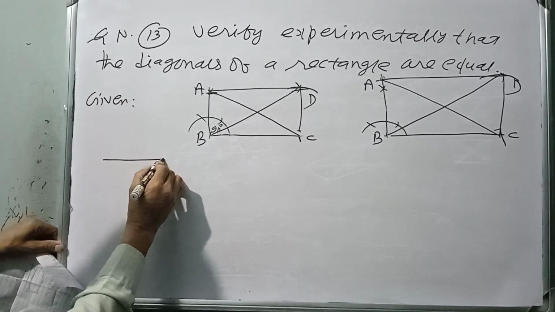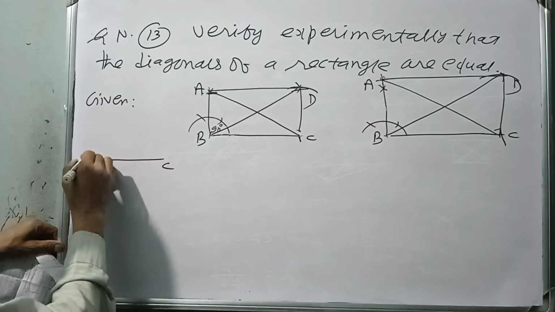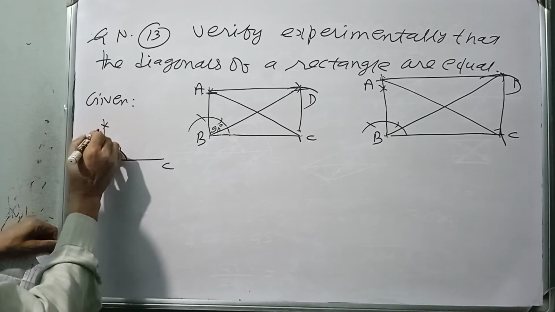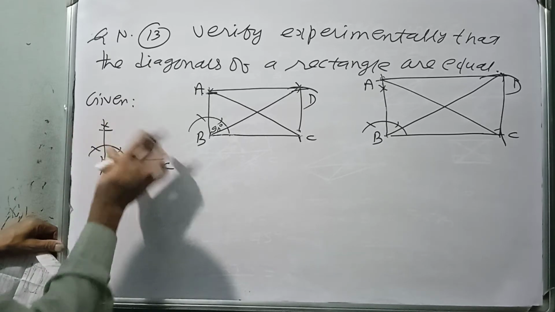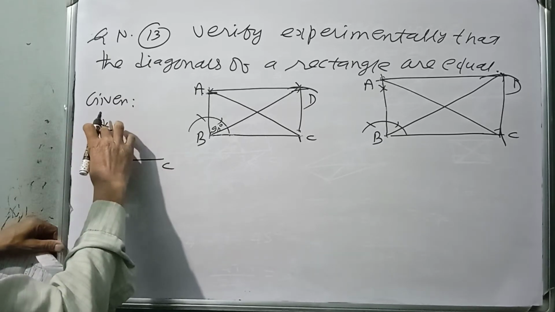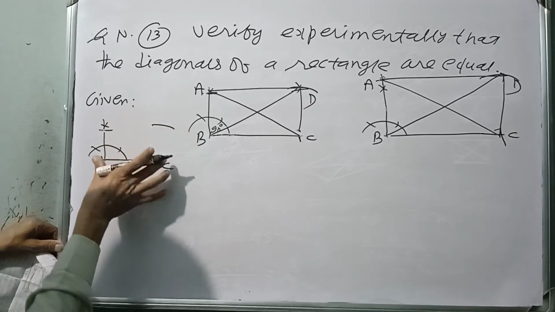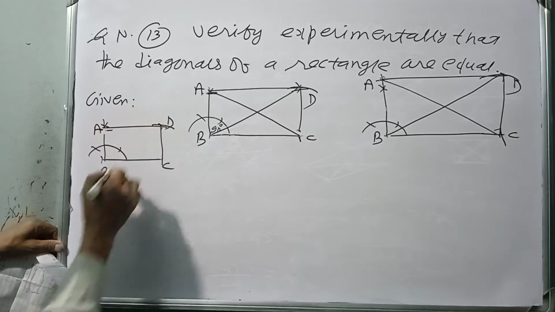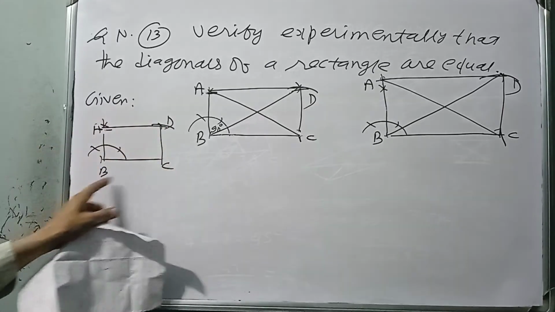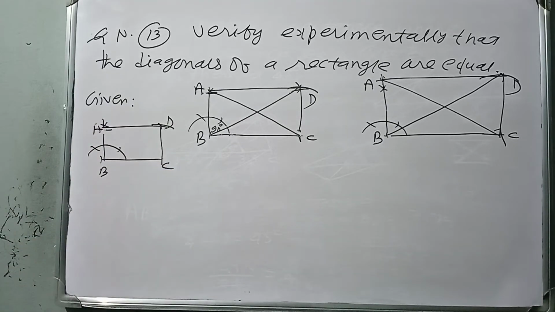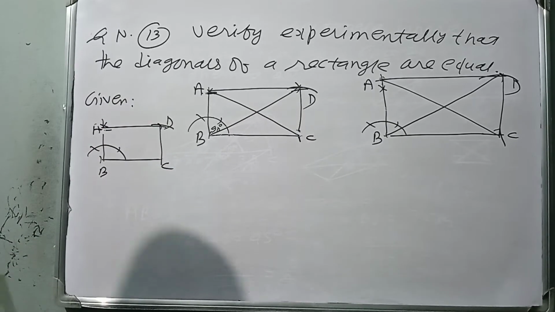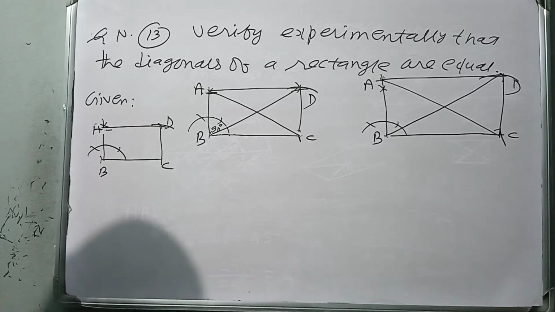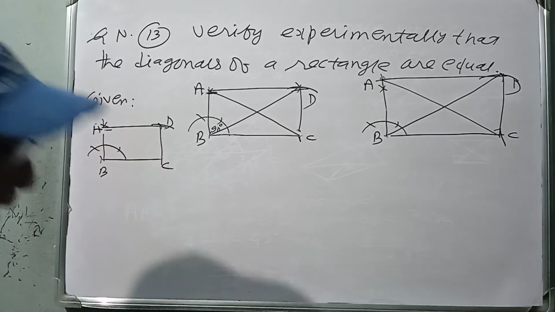Take length BC, make an angle of 90 degree. Take a certain length, either less than or more than BC, and cut here, and take BC and make AD. AD equal BC and AB equal CD. It means ABCD is a rectangle because all angles are equal and opposite sides are equal. And how to prove diagonals are equal?